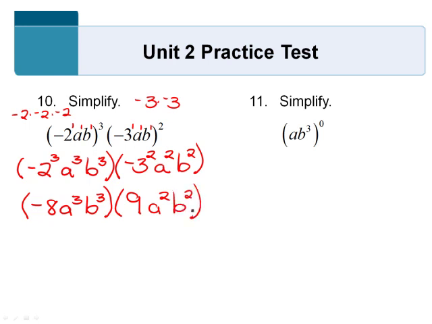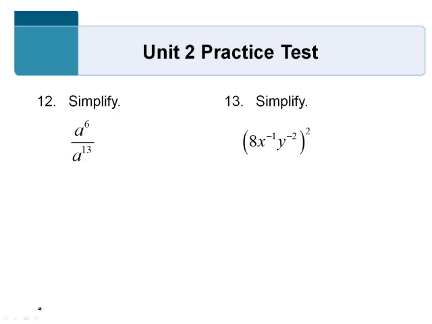All right, so now it's a multiplication problem. So we multiply negative 8 times 9. That's negative 72. And you add your exponents, a to the 5th and b to the 5th. And there you go. All right, number 11. This is the last exponent rule. Anything to the 0 power is 1. So that whole term, a, b to the third, all of that to the 0 power just equals 1. So be careful. Make sure you memorize that rule.